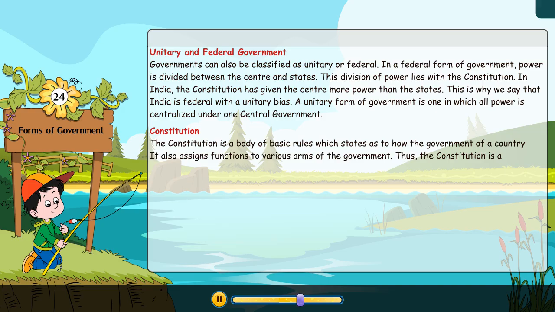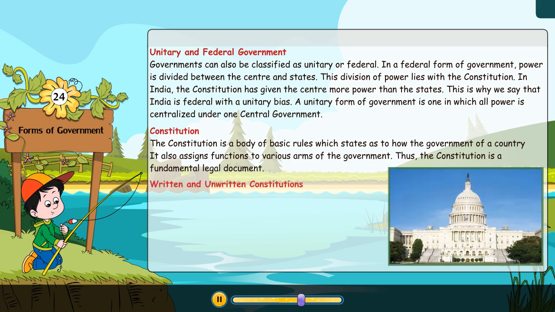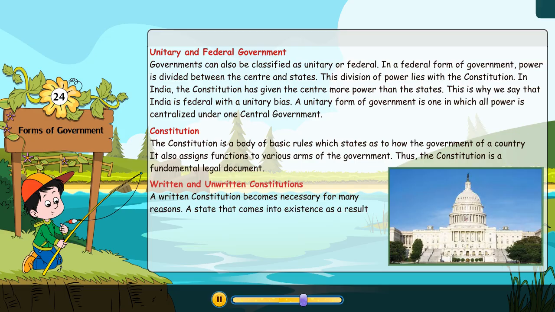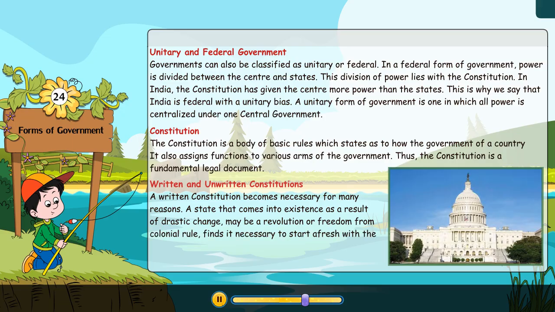Written and unwritten constitutions. A written constitution becomes necessary for many reasons. A state that comes into existence as a result of drastic change, maybe a revolution or freedom from colonial rule, finds it necessary to start afresh with the desired form of government. The Constitution of India is an example of written constitution.